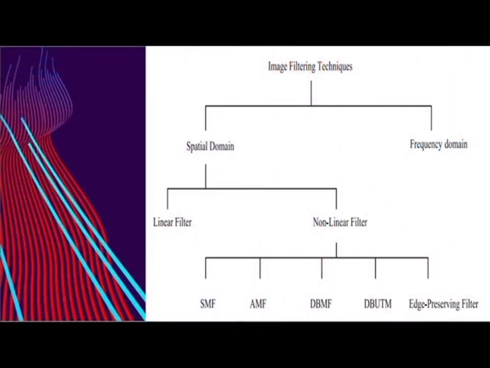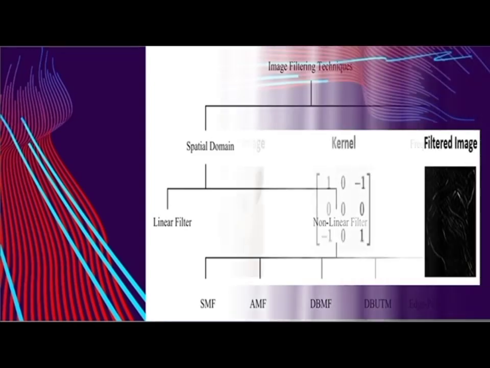Here is the representation. The image filtering techniques can be classified as follows: spatial domain and frequency domain. Spatial domain can be classified into linear filter and nonlinear filter. The nonlinear filter can be classified into SMF, AMF, DBMF, DBUTM, and edge preserving filter.